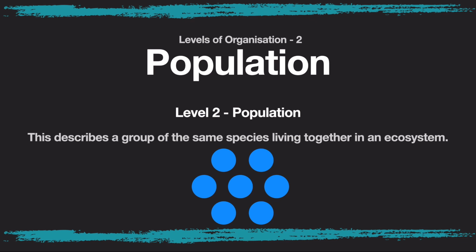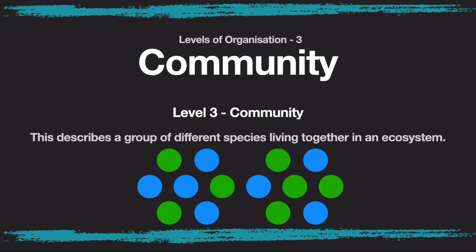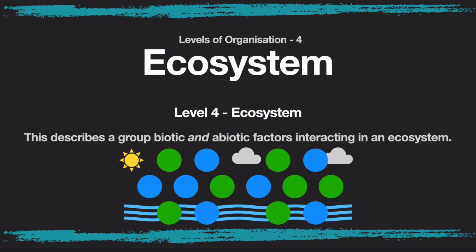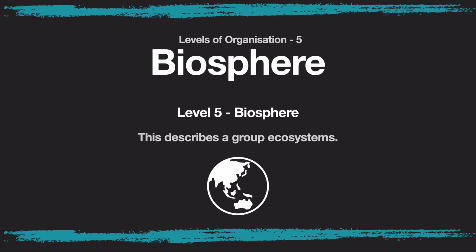Population. This describes a group of the same species living together in an ecosystem. Community. This describes a group of different species living together in an ecosystem. Ecosystem. This describes a group of biotic and abiotic factors interacting in an ecosystem. Biosphere. This describes a group of ecosystems.